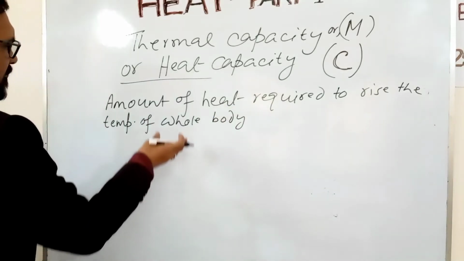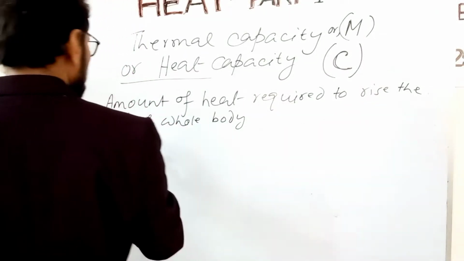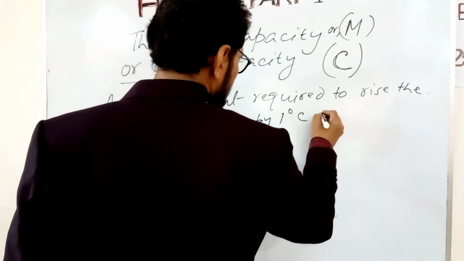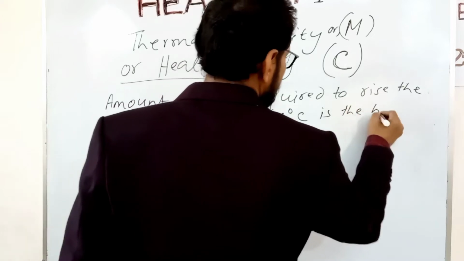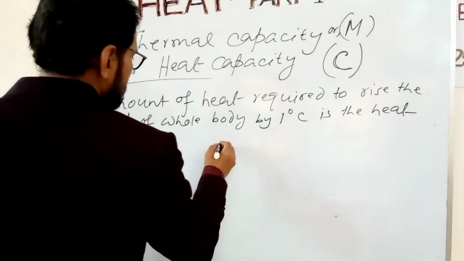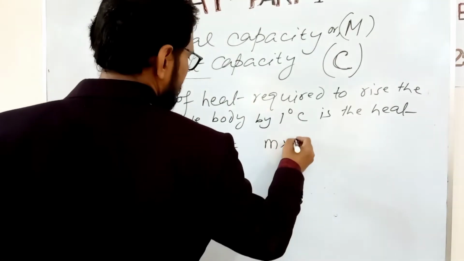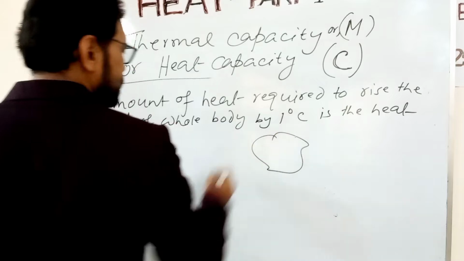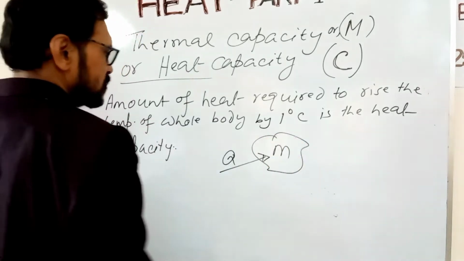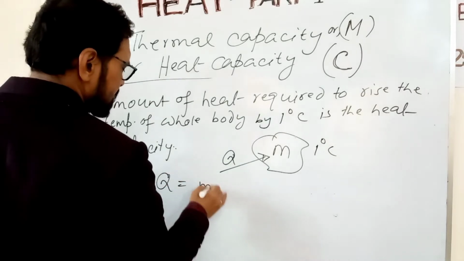In specific heat, we take unit mass, that is 1 gram of the body. Here we take the whole body, to raise the temperature of the whole body by 1 degree centigrade or by 1 Kelvin. That is the heat capacity. Suppose the mass of any body is m, and Q amount of heat is supplied to the body so that its temperature rises by 1 degree centigrade. Now what is the Q?